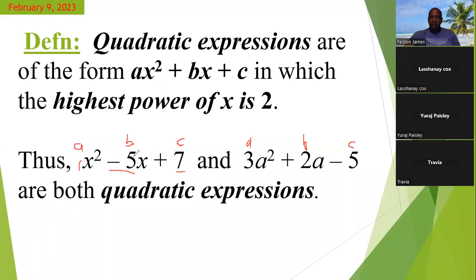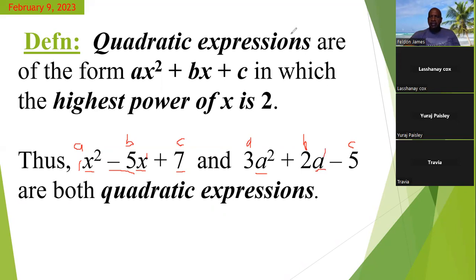And now the variable, for this first one, the variable would be x. And you have x raised to the second power for the first term and x raised to the first power for the second term. For this one, the variable would be a, raised to the second power for the first term, and a raised to the first power for the second term.